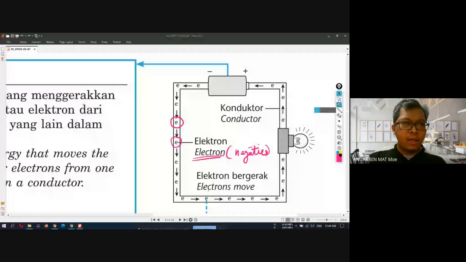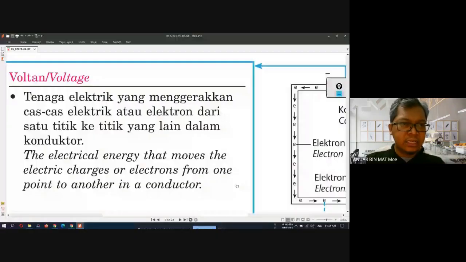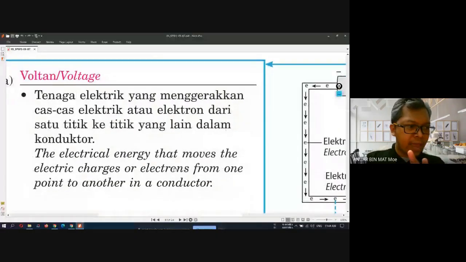So, what is voltage? Voltage is the electrical energy that moves the electrical charges or electrons from one point to another in a conductor. This is the meaning of voltage. The amount of energy needed to move the electron, we call it voltage.